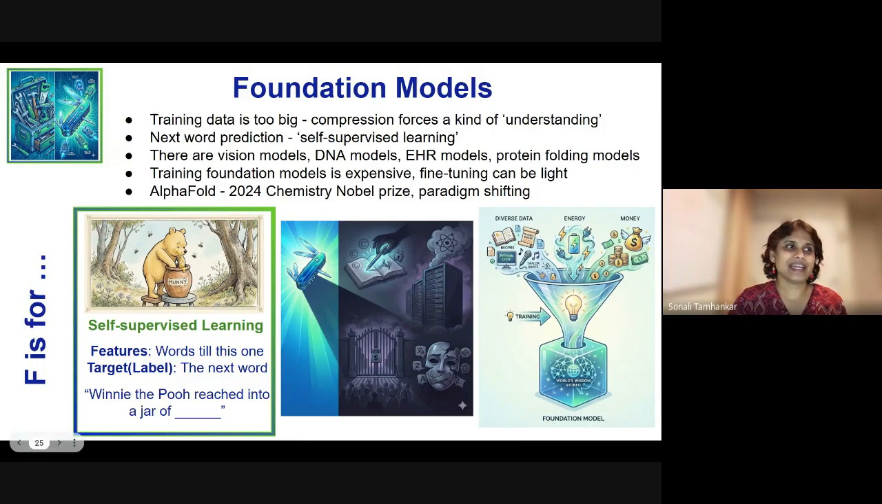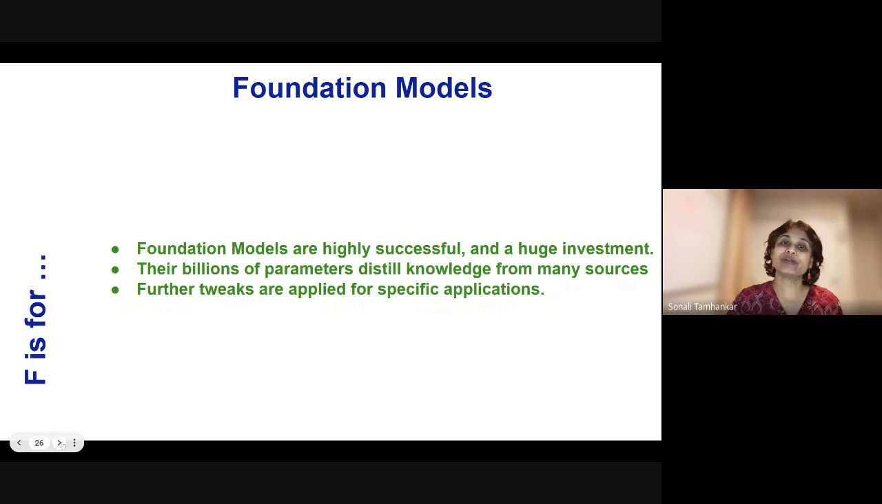So what do we take away today? Foundation models are highly successful and a huge investment. They have billions of parameters and distill knowledge from many sources. They pretty much read the whole internet. And finally, further tweaks can be applied for specific applications.